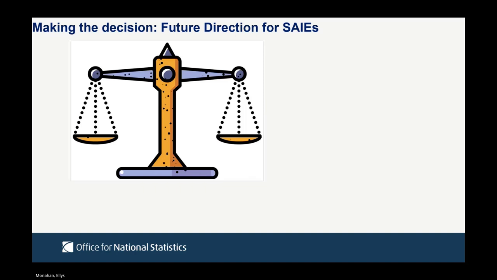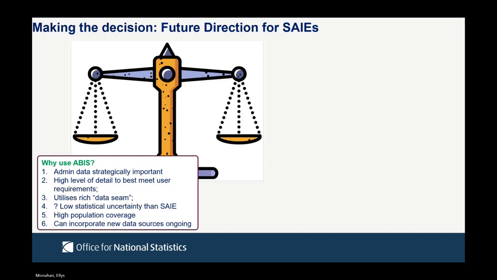So there were pros and cons with each. We want to use admin data. It's the right thing to do. We use the rich data seam. We can incorporate new data sources as we go along. It's got high population coverage. We won't have this statistical uncertainty with surveys.